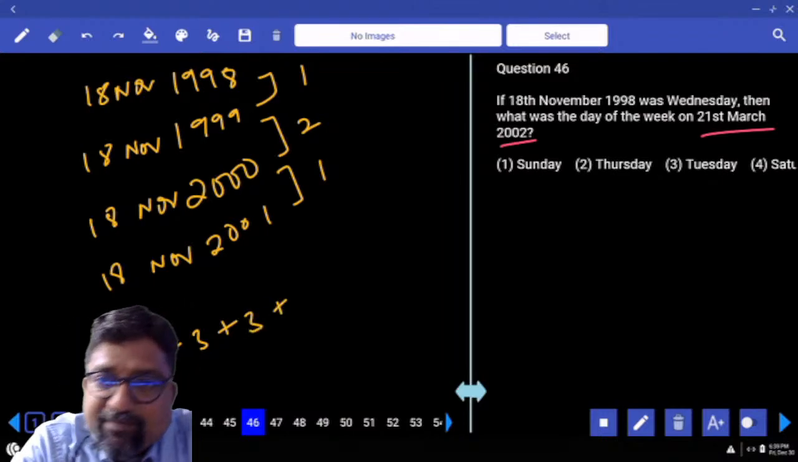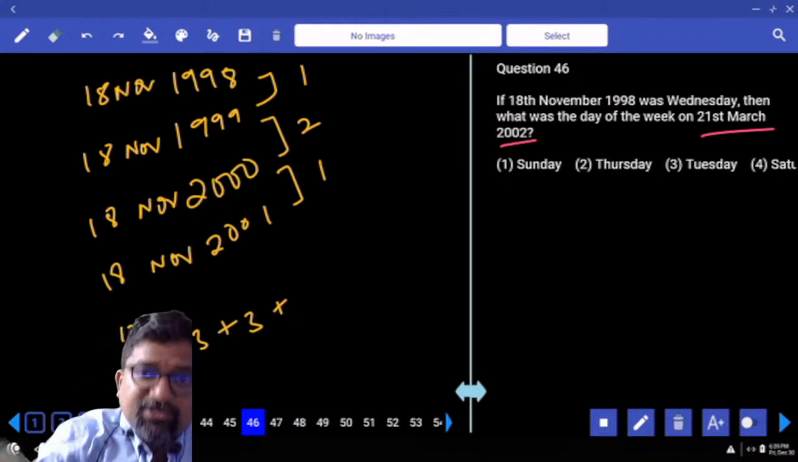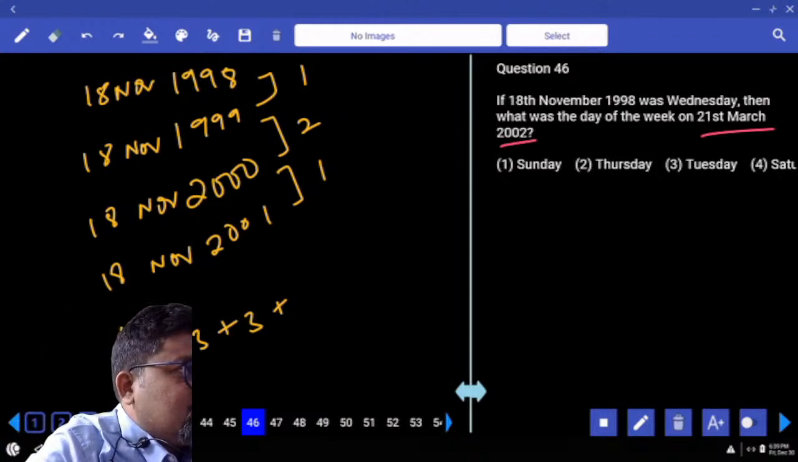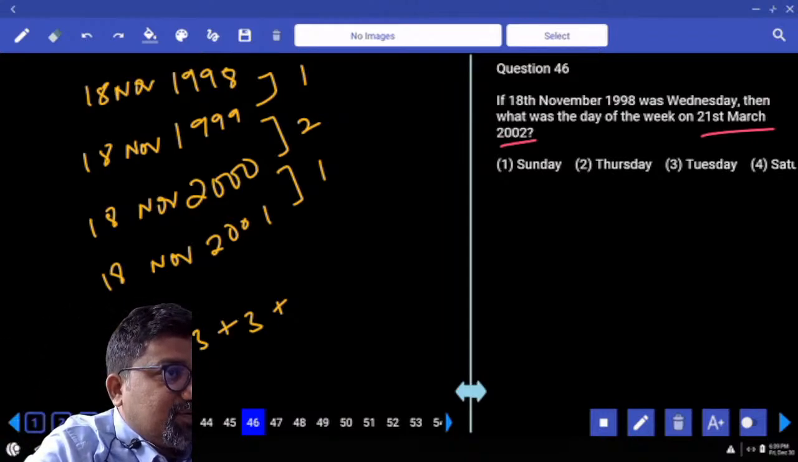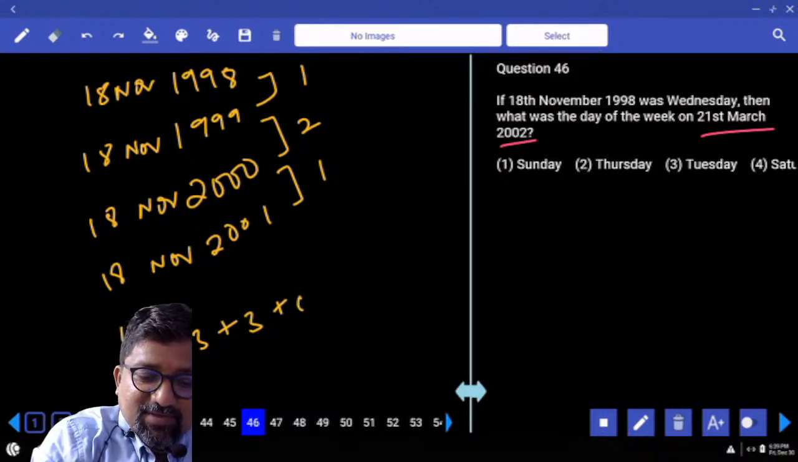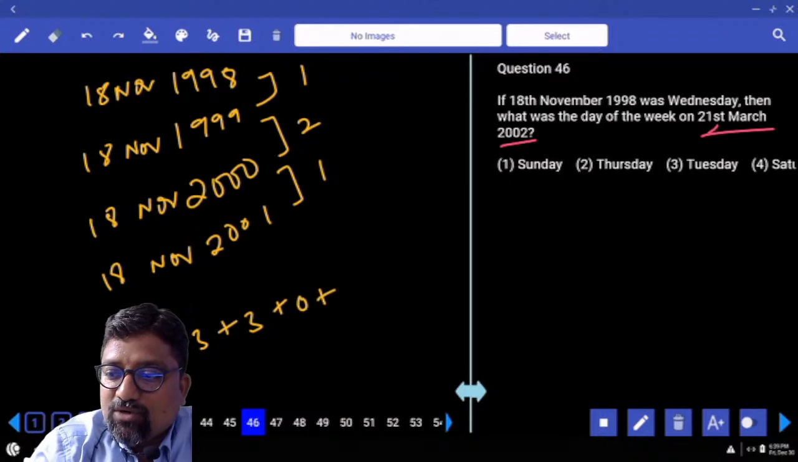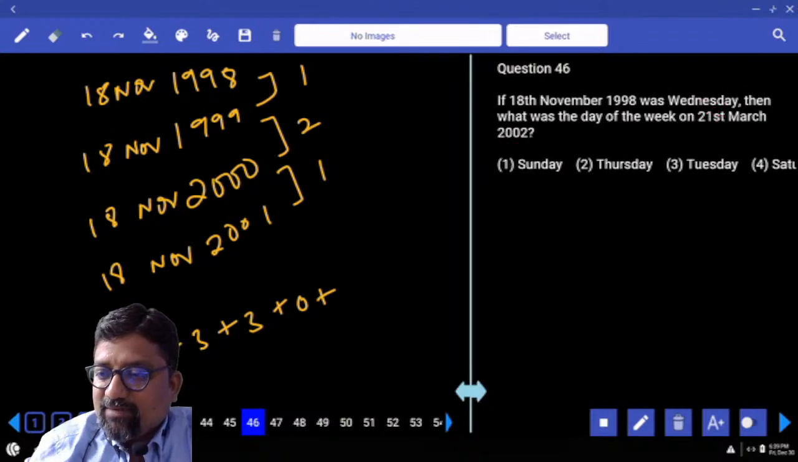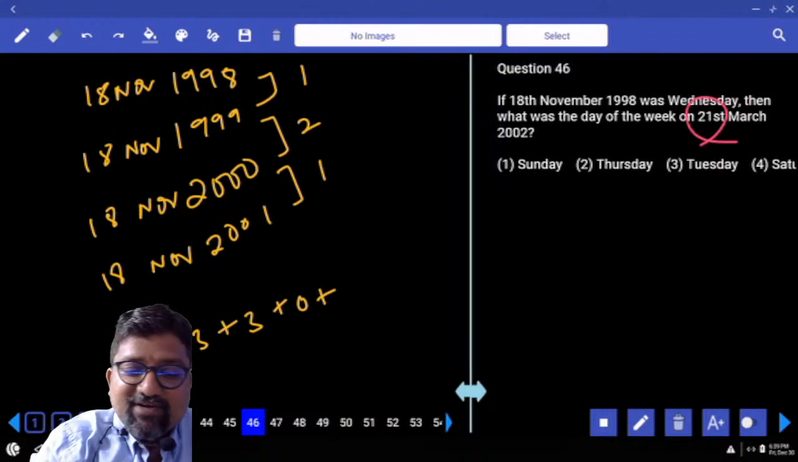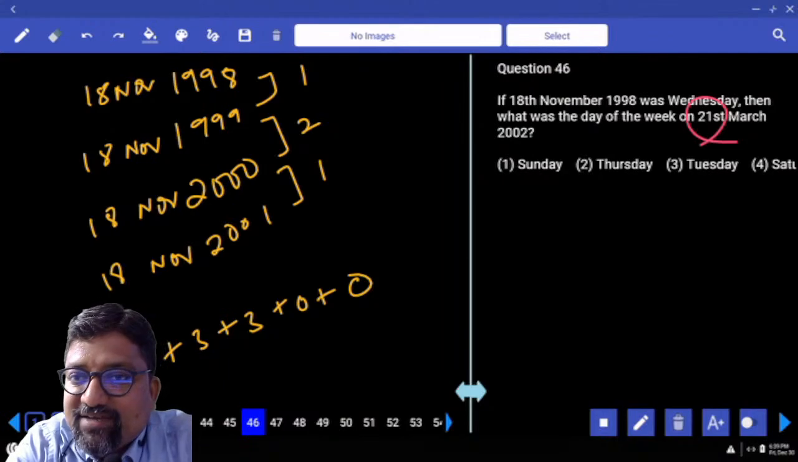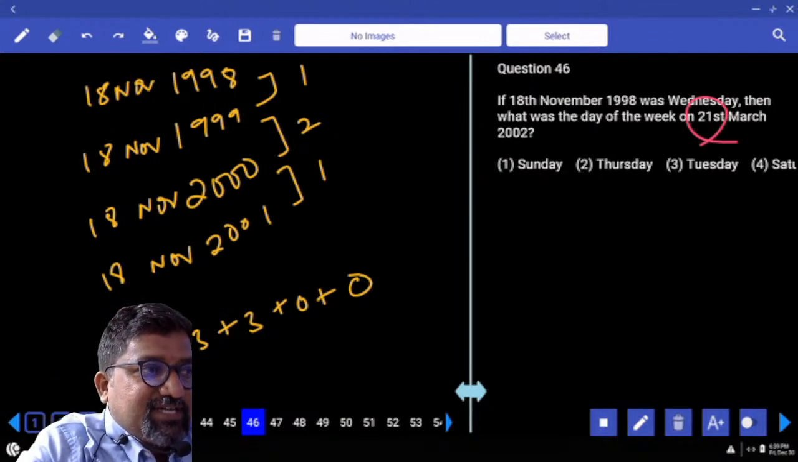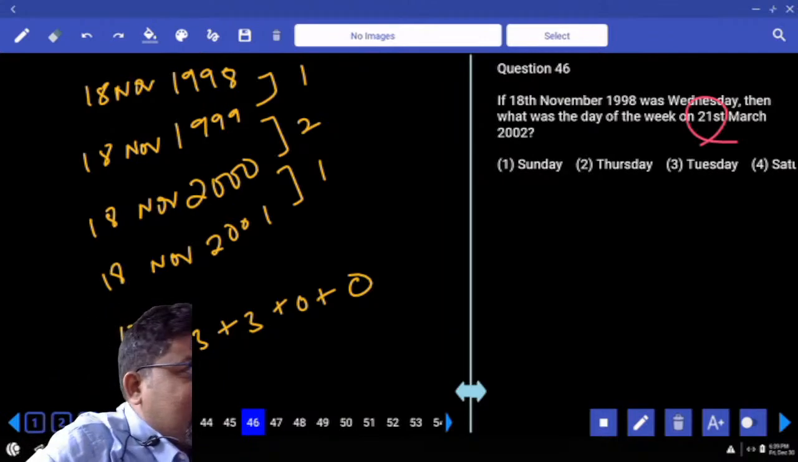2002, February 2002, 0 odd days. Why? Because 2002 is not a leap year. March, how many days? Only 21 days. How many odd days? 21 is 0. Why? Because the given number of days should be divided by 7 and we'll consider only the remainder.